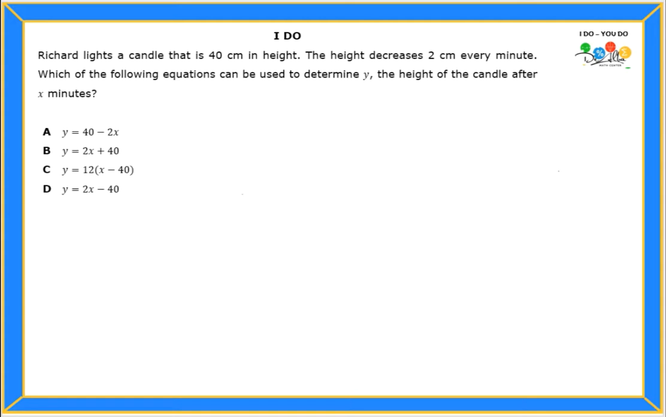So, what do I know about the candle? Well, the candle was 40 centimeters in height, okay? And it says that it's decreasing. So what does it mean by decreasing? Is it getting higher, taller, or is it getting lower or shorter? Since it says decreasing, it's actually getting shorter and shorter, right? Because it's going down so much. So decreasing means negative, right?